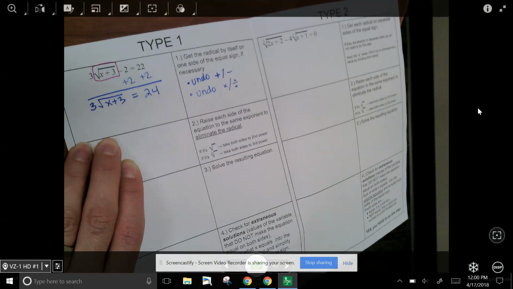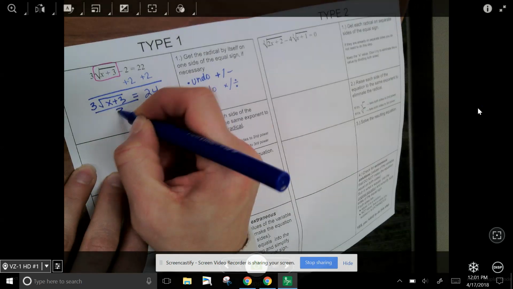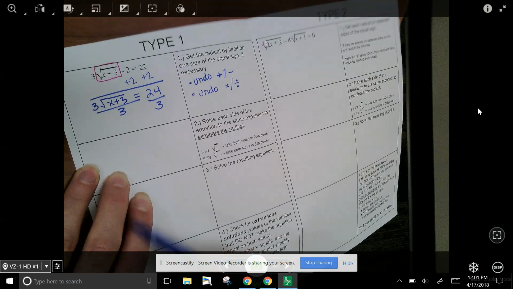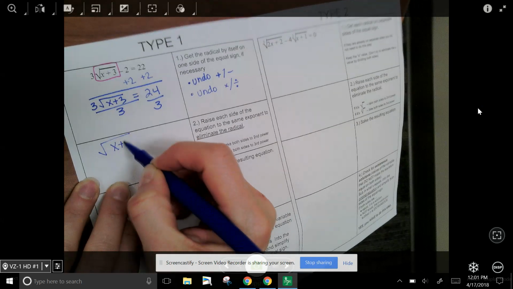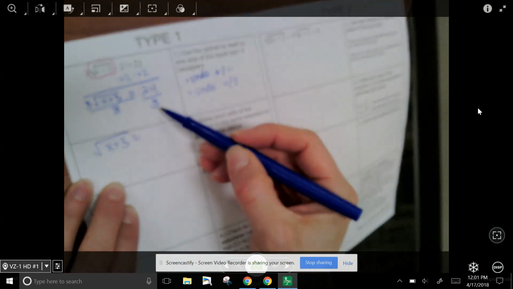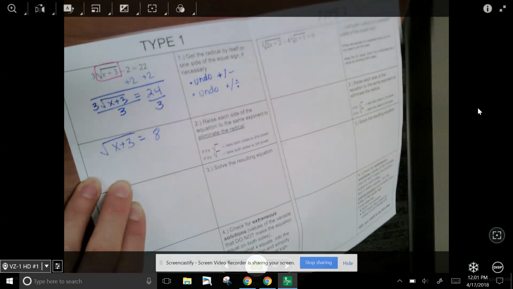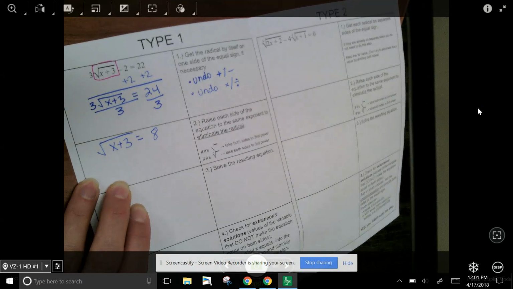I still don't have my radical by itself. There's a 3 in front of it. The 3 in front of it means 3 times the square root of x plus 3. In order to undo multiplication, I need to do the opposite, which is divide. I'm going to divide both sides of the equation by 3. When I do that, these 3's are going to cancel out, and I'll be left with the square root of x plus 3 on the left side. On the right side, I'm going to put 24 divided by 3 in my calculator, and I'll get 8. So I've now gotten the radical by itself.